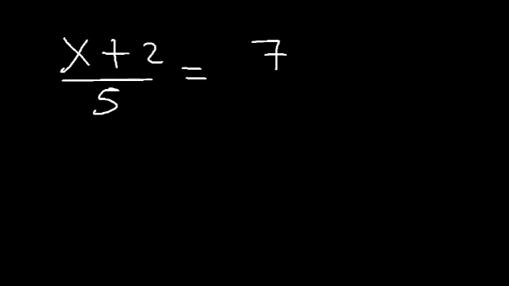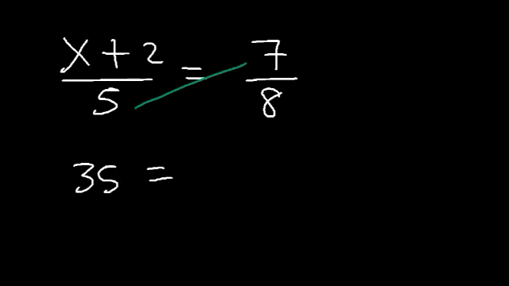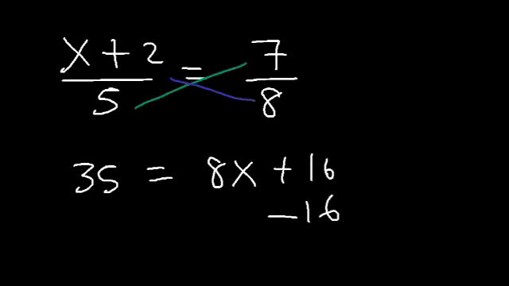Try this one. (x plus 2) over 5 is equal to 7 over 8. So how can we solve for x if we're given two fractions separated by an equal sign? If you get a problem like this, you can cross multiply. 5 times 7 is 35. And 8 times (x minus 2), you need to distribute the 8. It's going to be 8x plus 16. So to solve for x, let's subtract both sides by 16.